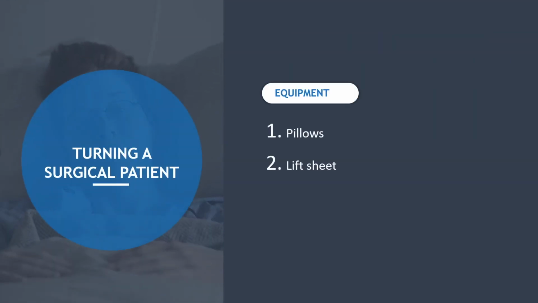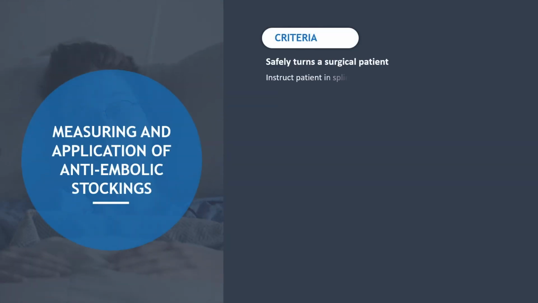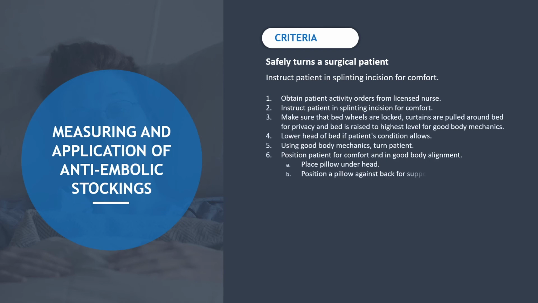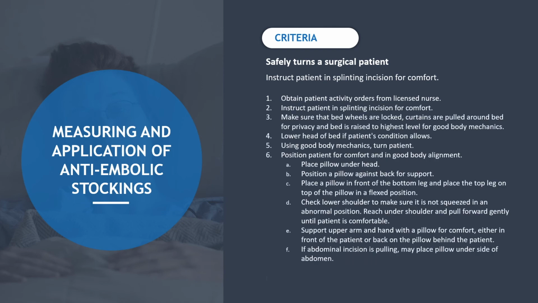Turning a surgical patient. Equipment: pillows and lift sheet. Obtain patient activity orders from the licensed nurse. Instruct the patient in splinting the incision for comfort. Make sure that the bed wheels are locked. Curtains are pulled around the bed for privacy, and the bed is raised to the highest level for good body mechanics.